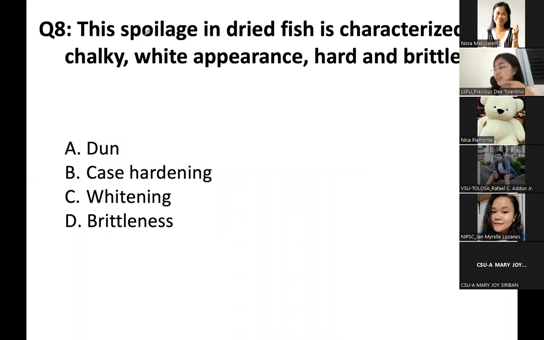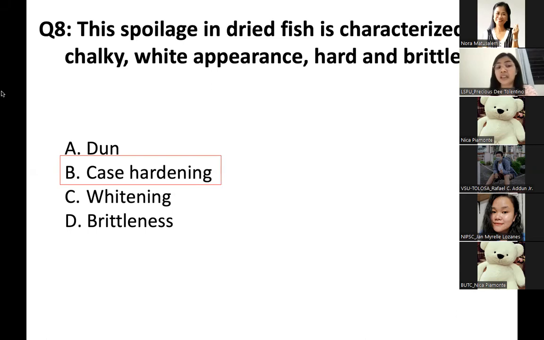So what is your answer? Letter A, done. B, case hardening. C, whitening. D, brittleness. Ano yung sagot ninyo? A, B, C, D? Okay, may sumagot na ng C, may sumagot ng D. About the others? I am waiting for your answer. May sumagot ng letter B. Yung iba, may sumagot ng letter A. Watak-watak kayo. Varied yung mga answer. So the correct answer is case hardening.